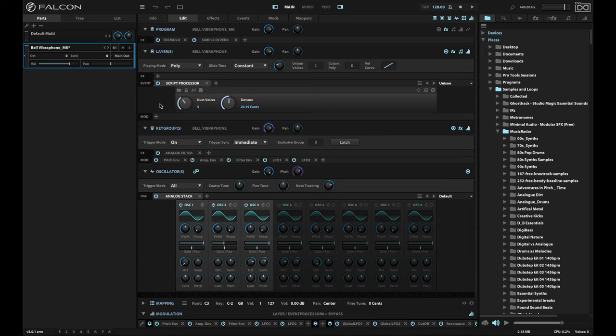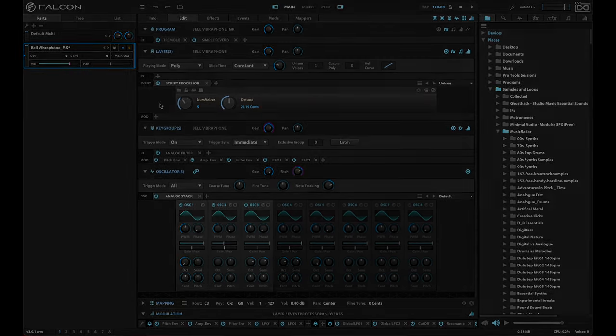So clearly this is a less efficient way to do Unison, but you may have to use something like this if you are intending to provide Unison on top of a patch that's not using oscillators that have Unison built in. Now let's take a look at one other type of Unison.